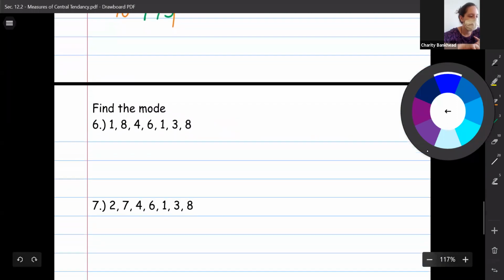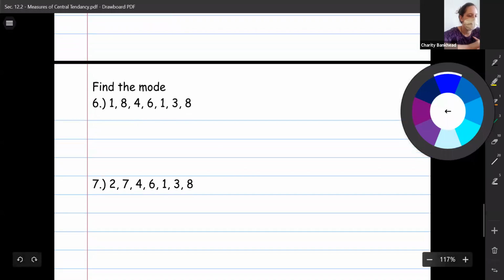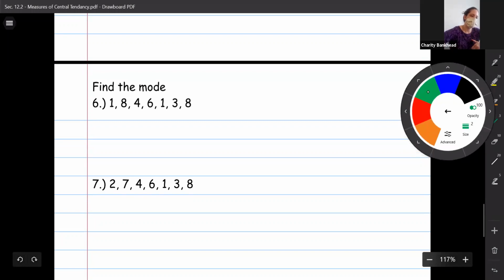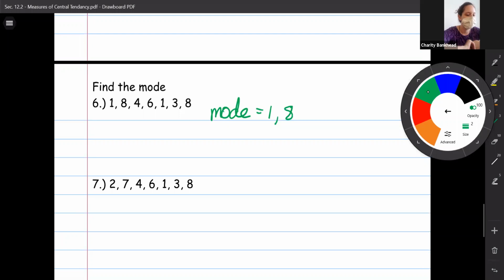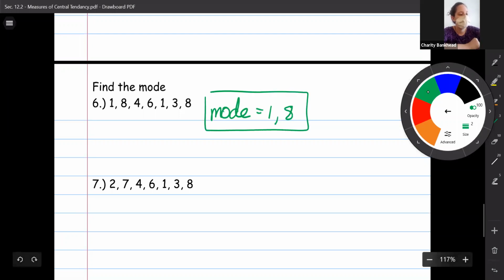All right, here's a couple more questions about mode. So number 6, what is the mode? Would it be second, right? No, the mode is the one that's repeated. I know, but there's 1 and 8. Right, so you just say it's 1 and 8. You don't do any averaging. And then on number 7, right, no mode.